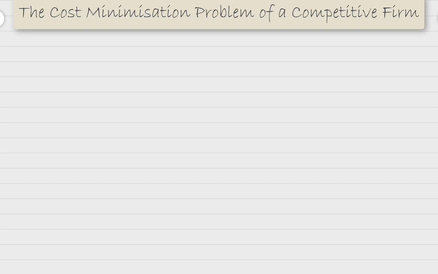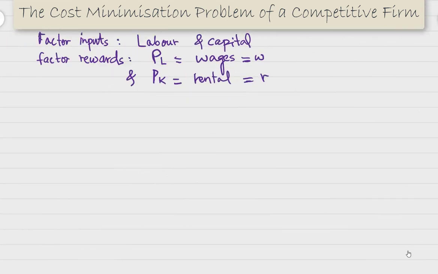Hello and welcome everyone. In this video I will explain the cost minimization problem of a competitive firm. Suppose a competitive firm hires L units of labor and K units of capital. The firm pays these factors rewards in the form of wages W and rental R respectively.